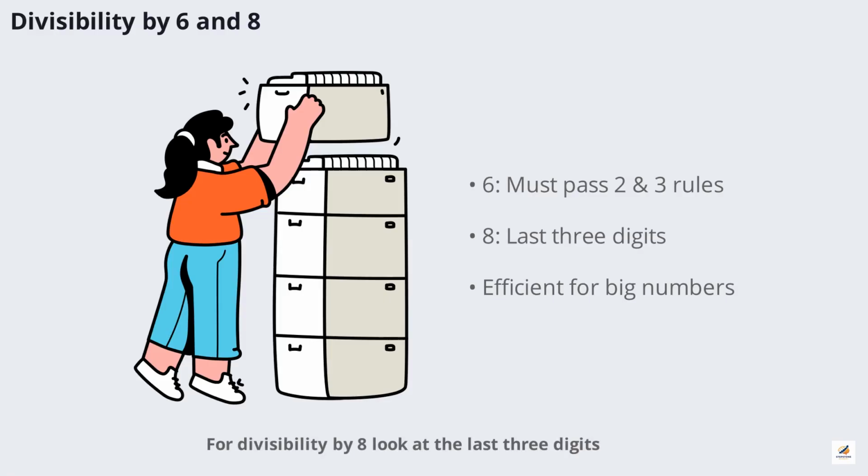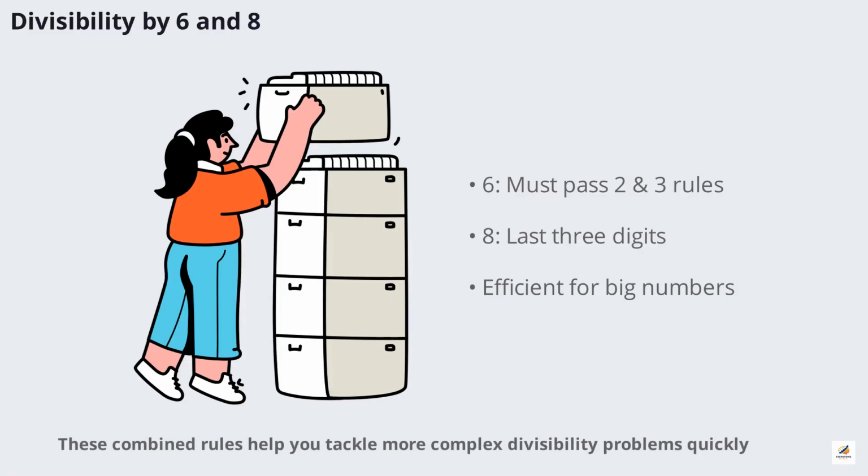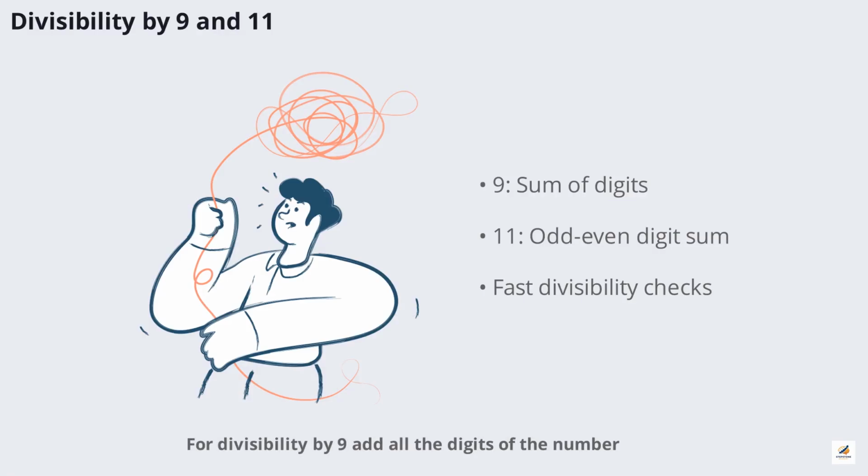For divisibility by 8, look at the last 3 digits. If they form a number divisible by 8, then the entire number is divisible by 8. These combined rules help you tackle more complex divisibility problems quickly. For divisibility by 9, add all the digits of the number. If the sum is divisible by 9, so is the original number. For 11, subtract the sum of the even position digits from the sum of the odd position digits. If the result is divisible by 11, the number is too. These rules are especially handy for checking large numbers quickly.